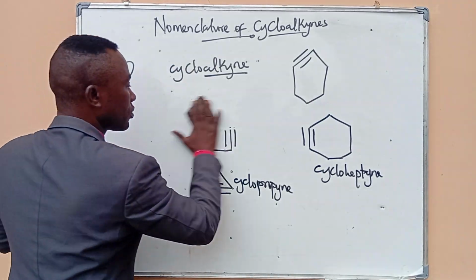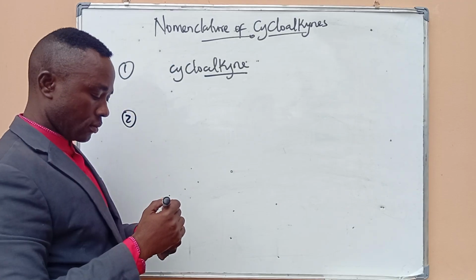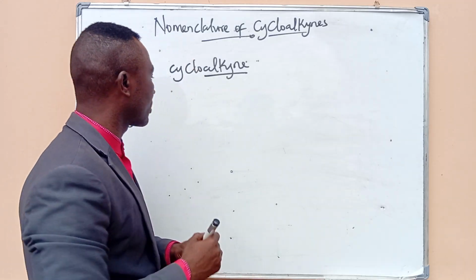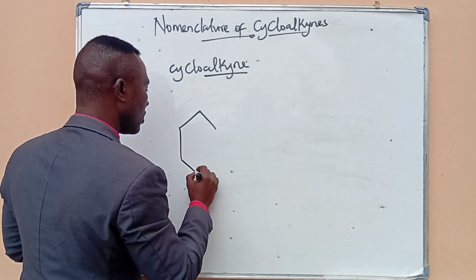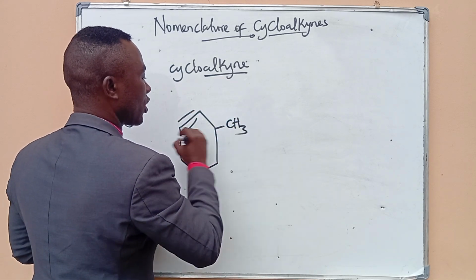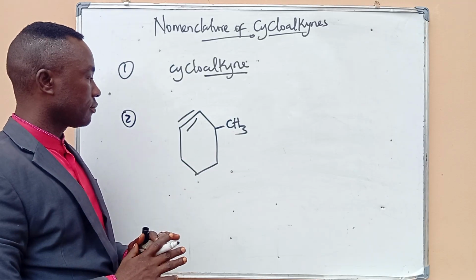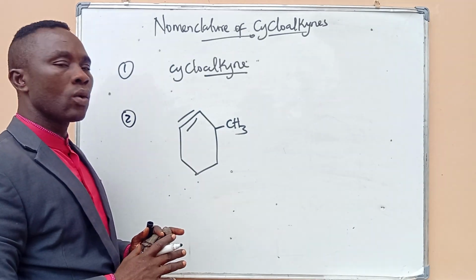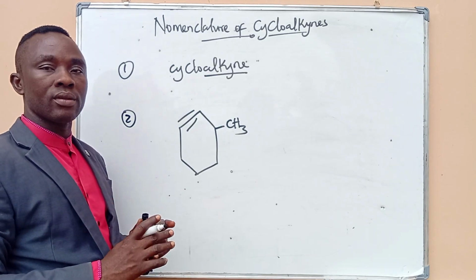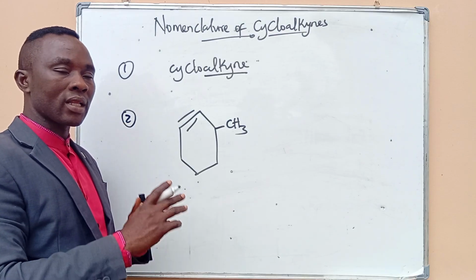Then rule 2 to name this compound is, if there is a substituent, then the numbering of the carbon atoms becomes important. If we have this, and there is a substituent here, you need to number before you name. Now, when we are numbering cycloalkynes, we number in such a way that the vinylic carbons, the carbon atoms bearing the triple bond, take number 1 and 2 position.